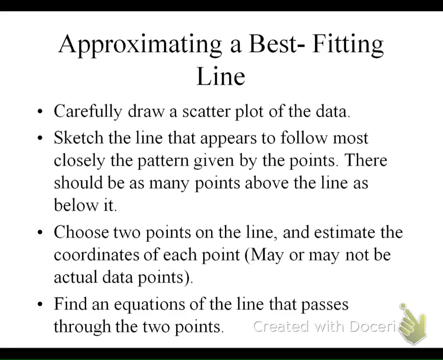So what you want to do, you want to draw your scatter plot, first thing. You want to sketch a line that appears to follow most closely the pattern given by the points. So again, it's not going to touch every point. It might not even touch any of the points. It just needs to go through the data. You want about as many points above the data as there are below the data. So again, it should be right through the middle of your data. We're going to choose 2 points on that line and estimate their coordinates. Again, might not be actual data points. There might not be any actual data points on the line. And then we're going to write the equation just like we did yesterday using those 2 points.